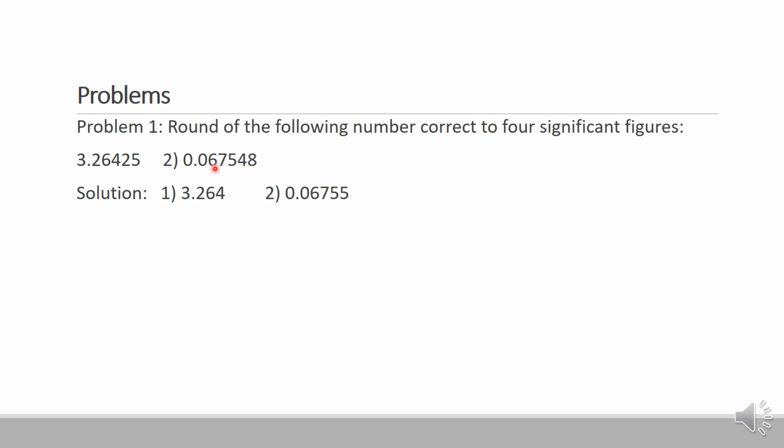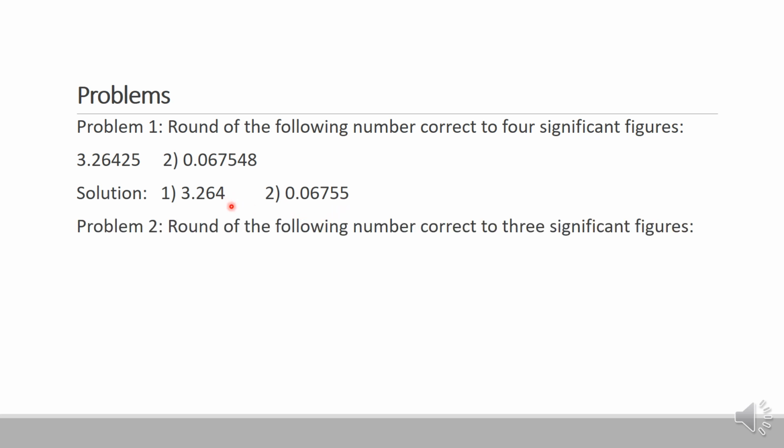Next example, 0.067548. 4 significant figures in the sense you have to consider 6754. Here the value of 8 is more than 5, so increase the nth digit by 1, so you get 6755. Let us see the next example.